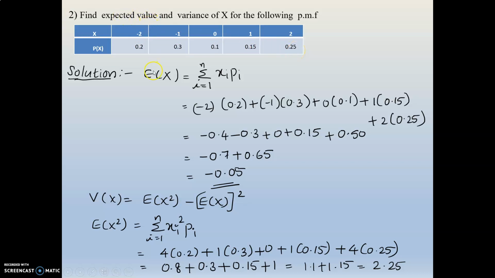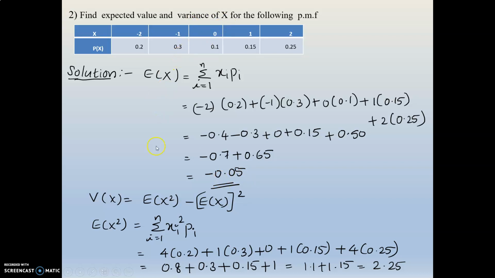To find the expected value, expectation of x is equal to sigma i equal to 1 to n of xi pi, that is the formula. The meaning of this is you have to multiply x and p, x1 p1 plus and so on; the summation symbol represents addition. So minus 2 into 0.2 plus minus 1 into 0.3 plus 0 into 0.1 plus 1 into 0.15 plus 2 into 0.25. Multiplying, you will get minus 0.4 minus 0.3 plus 0.15 plus 0.50. After solving, you will get minus 0.05 as the answer for expectation of x.